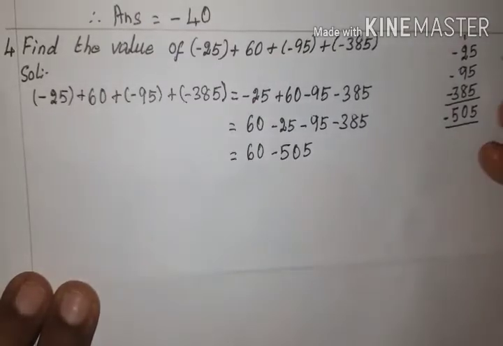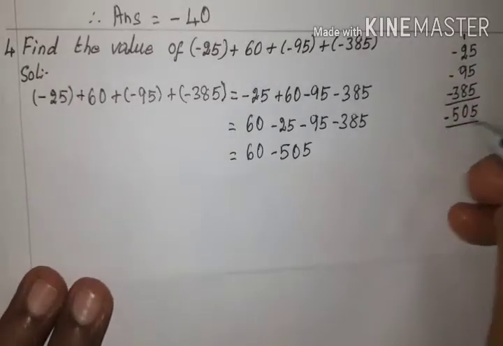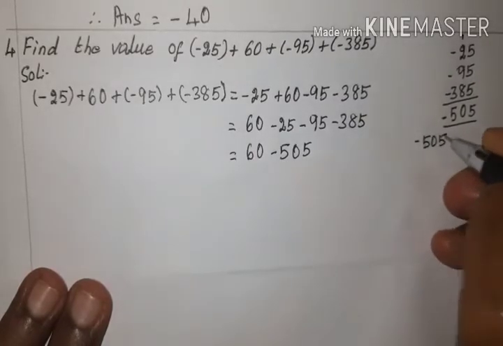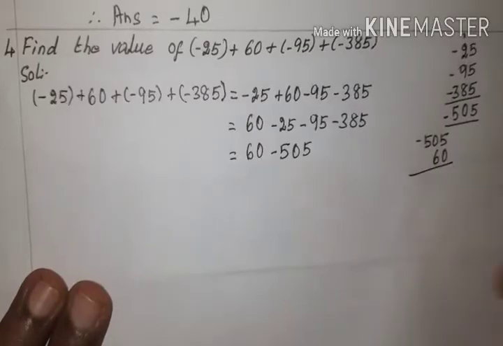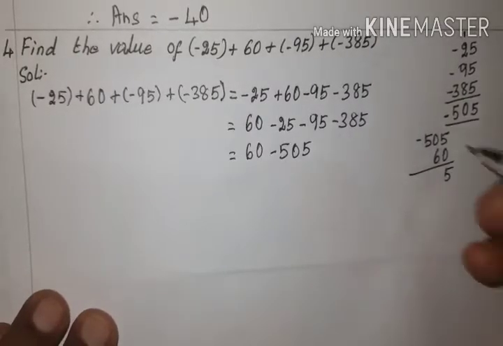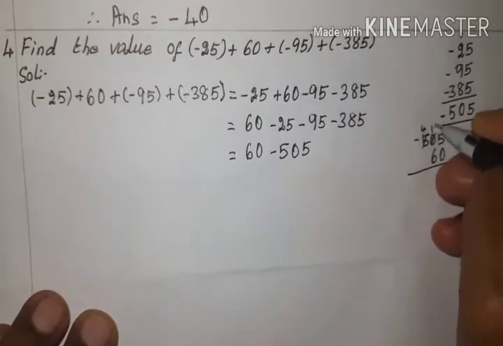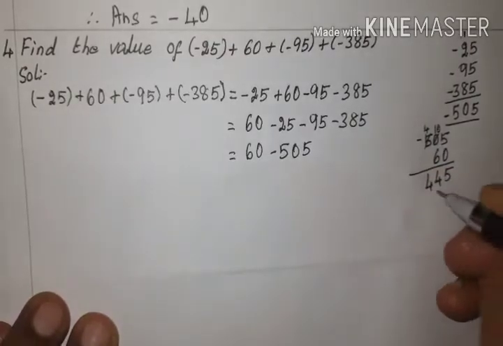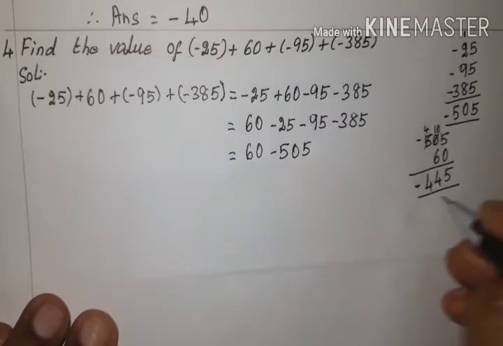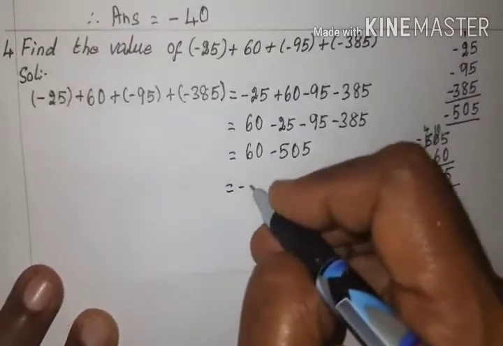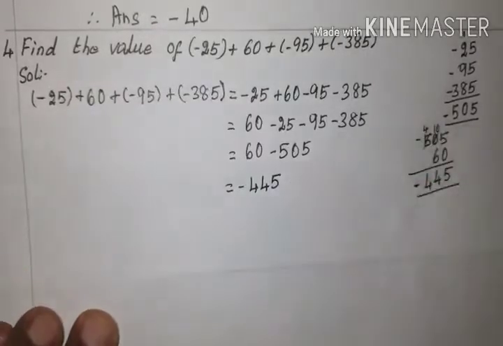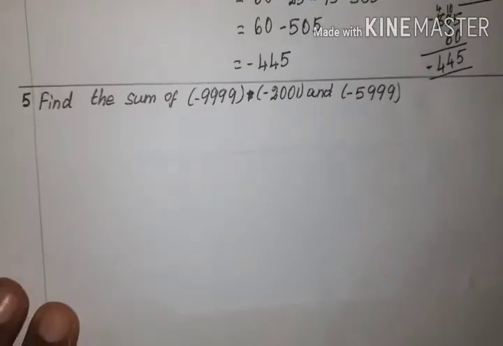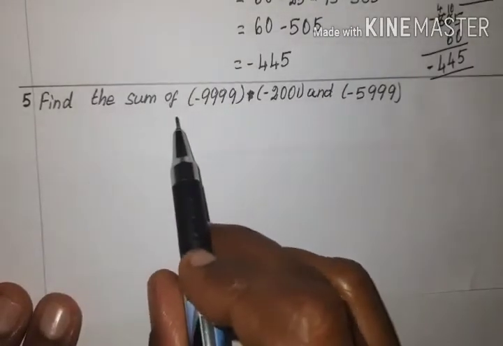Next, different signs, one positive, one negative. So subtract and write the bigger number's sign. Minus 505 plus 60. 5 minus 0, 5. Next, 10 minus 6, 4. Bigger number's sign, minus. So we get the answer minus 445.